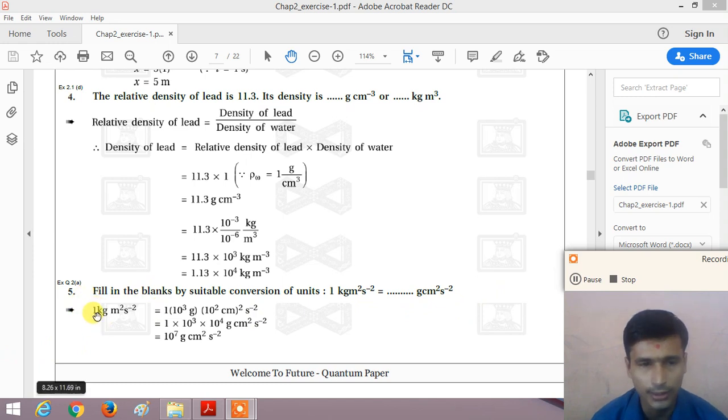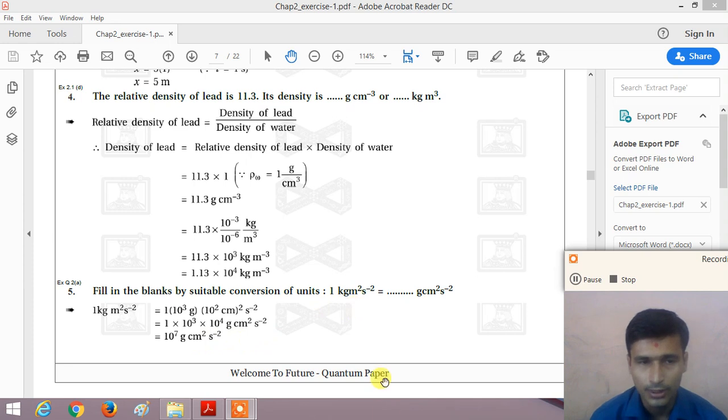So dear student, 1 kilogram meter square second raised to minus 2. 1 kilogram is equal to how many gram? 1 kilogram is equal to 10 raised to 3 gram. So 1 into 10 raised to 3 gram. Now meter square. 1 meter is equal to how many centimeter? 1 meter is equal to 100 centimeter, that is 10 raised to 2 centimeter square. And second raised to minus 2. So here 1 multiplied by 10 raised to 3 into 10 raised to 2 whole square, we get 10 raised to 4, right? Gram centimeter square second raised to minus 2. So if you calculate this power, we get 10 raised to 3 multiplied by 10 raised to 4, we get 10 raised to 7. So 1 kilogram meter square second raised to minus 2 is equal to 10 raised to 7 gram centimeter square second raised to minus 2.